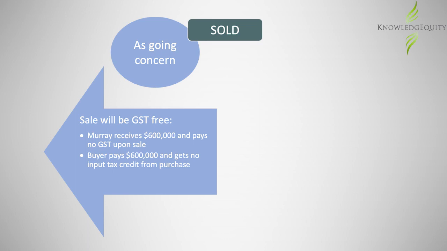Murray owns and operates a clothes shop. He is registered for GST and enters into a contract to sell the business for $600,000. If the business is sold as a going concern, then it will be GST free and Murray will not have to pay GST. He would receive $600,000 from the buyer and the buyer cannot claim any input tax credits.